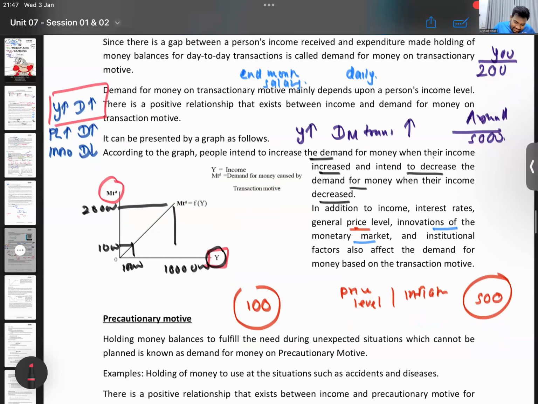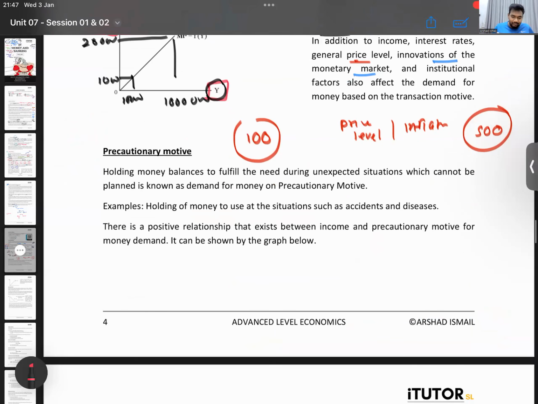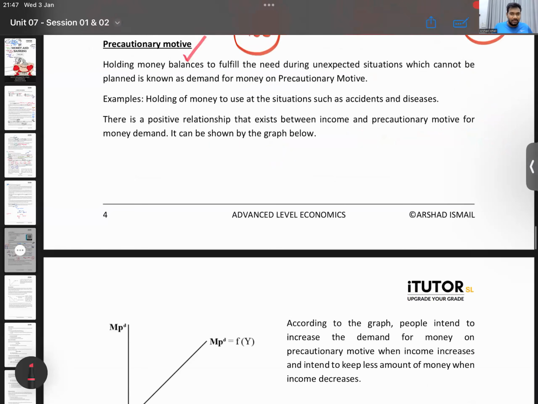The second reason that people keep money with them is the precautionary motive. I'll give you a good example. How many of y'all have hidden some money and kept it in your purse? Not in the main pocket of your purse, but the side pocket, have you all put some money and kept? Or in your phone back cover, have you all put some money and kept? Yes. Inside your purse you hide and keep it, or maybe in your cupboard also.